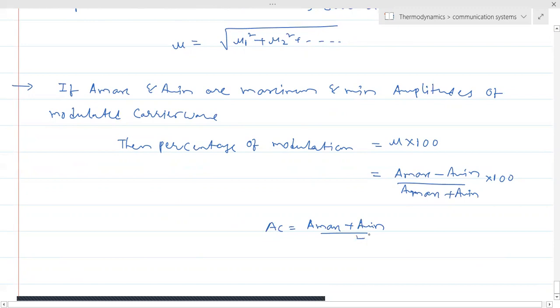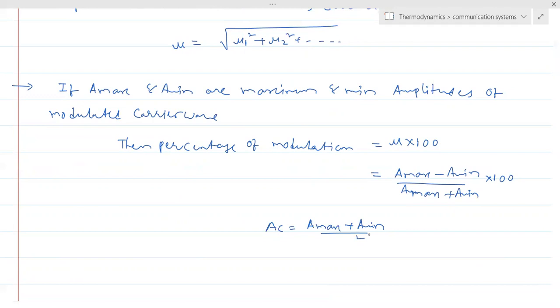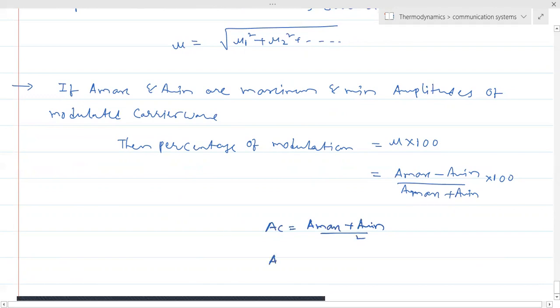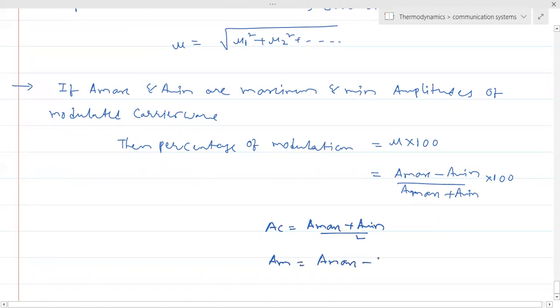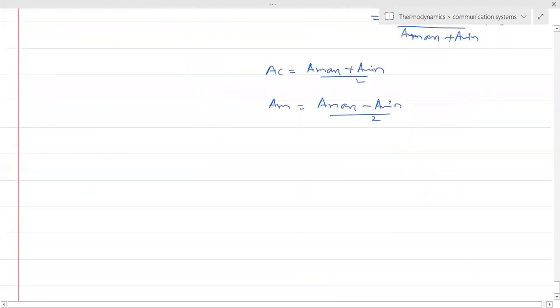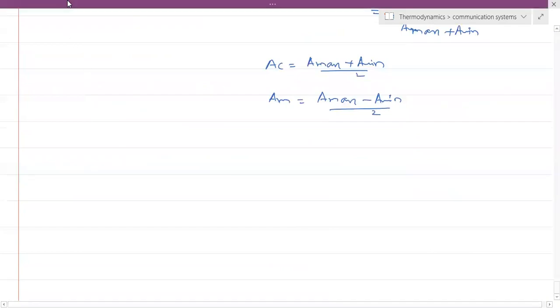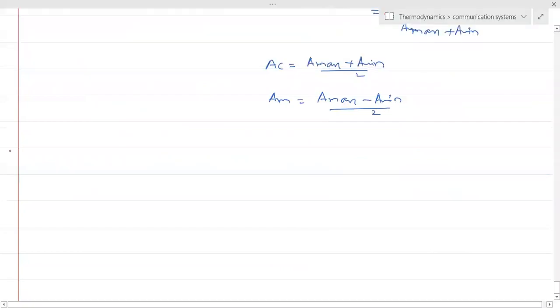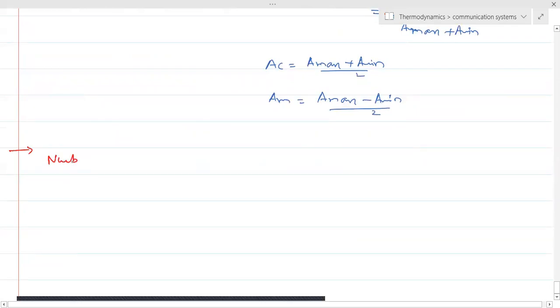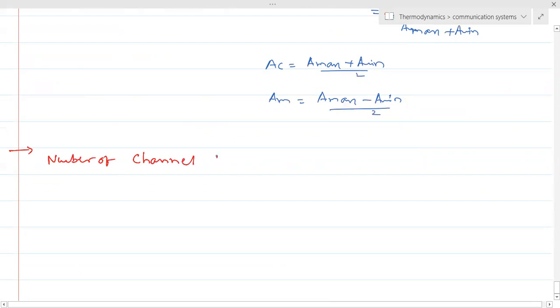A_M equivalent to (A_max minus A_min) by 2, and this is very important. So that is the total number of channels accommodated for transmission.